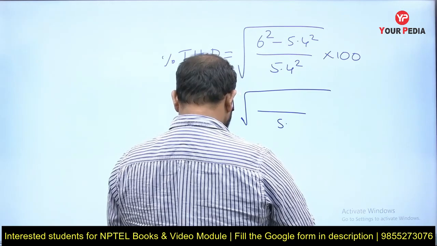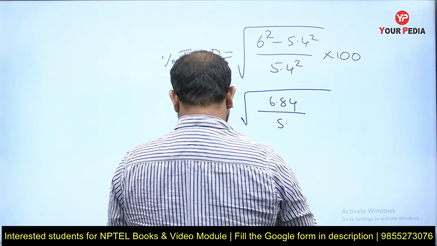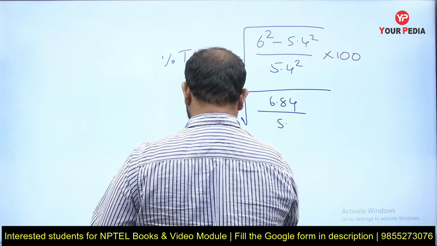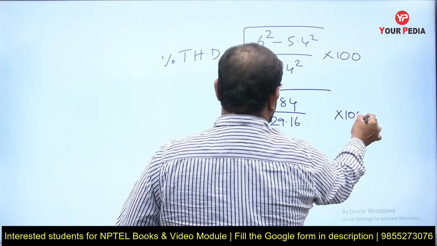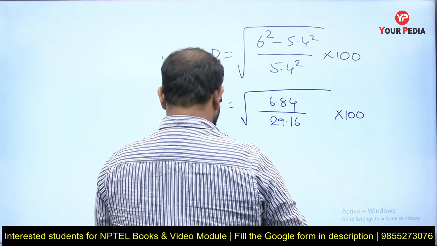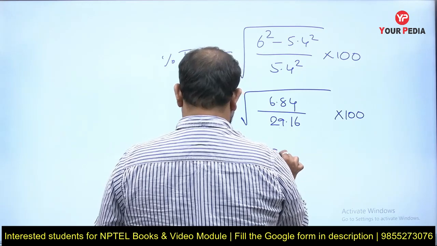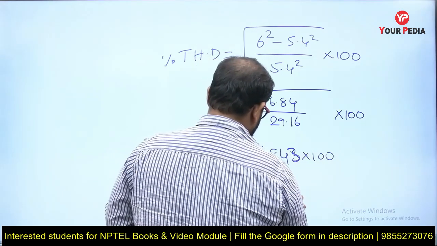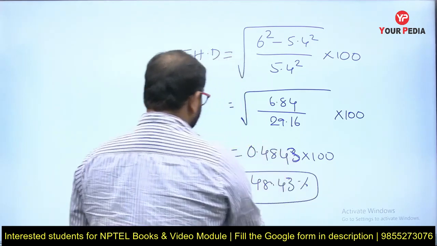The numerator will be 6 square minus 5.4 square, so this value is 6.84. And 5.4 square will be 29.16. So we divide 6.84 by 29.16, take the square root of the answer, which will be 0.4843, multiplied by 100. So this will become 48.43 percent. This is the actual percentage of THD.